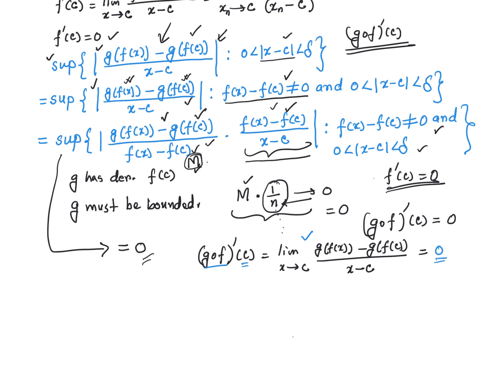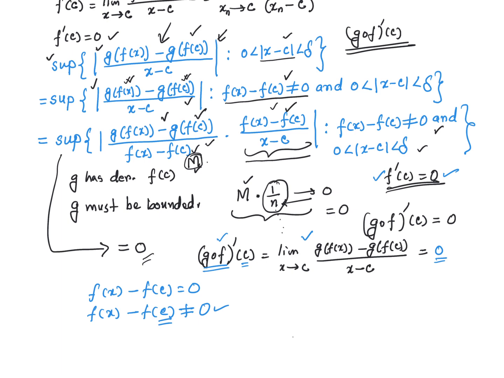So whenever my f prime of c is equal to 0, the derivative of the composition function, g composed with f prime of c, is also 0. So therefore I am okay. No problem when f of x minus f of c could be 0. So that covers both scenarios. When f of x minus f of c is not equal to 0 for any value of x in any neighborhood of c, then we are good.